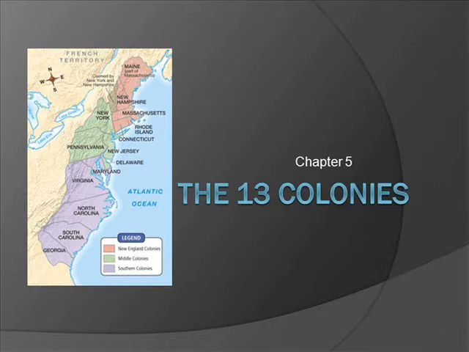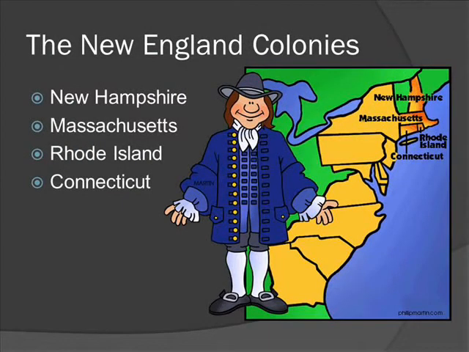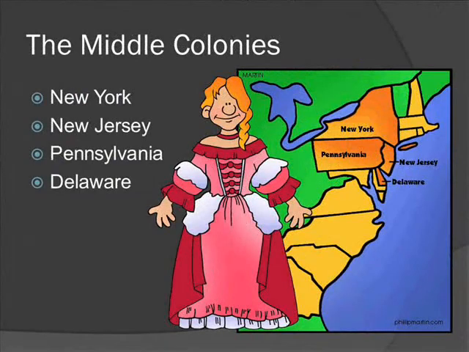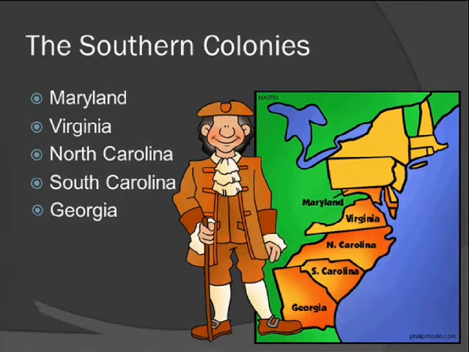Okay, so in the 16 and 1700s, that's when the colonists started settling in North America. They lived primarily on the coast, which means they lived by the water. They settled into 3 different regions of colonies. You had the New England colonies, the Middle colonies, and the Southern colonies. In New England, you had New Hampshire, Massachusetts, Rhode Island, and Connecticut. While in the Middle colonies, you had New York, New Jersey, Pennsylvania, and Delaware. The southern colonies were made up of Maryland, Virginia, North Carolina, South Carolina, and Georgia.